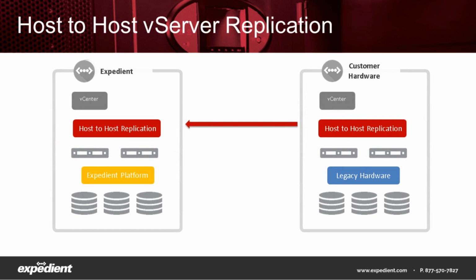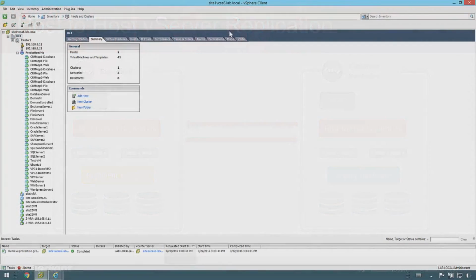However, as we discussed in part 1 of this video series, replication from Expedient's cloud hosting solution to a legacy customer platform is also possible. Additionally, bidirectional replication between sites is also a common deployment scenario.